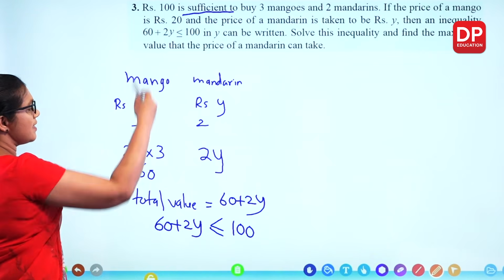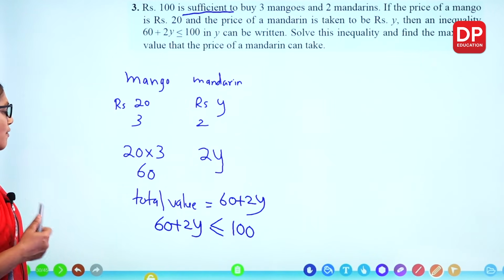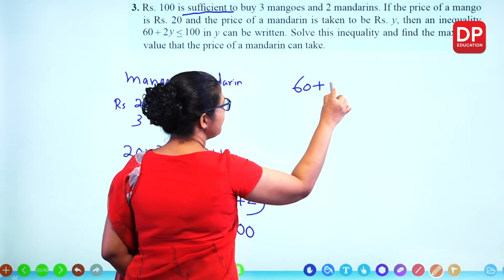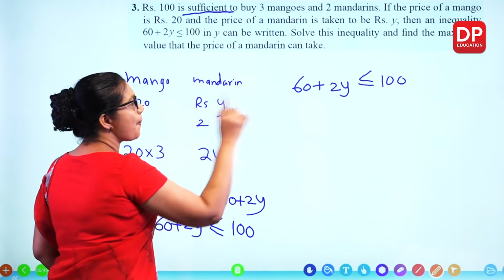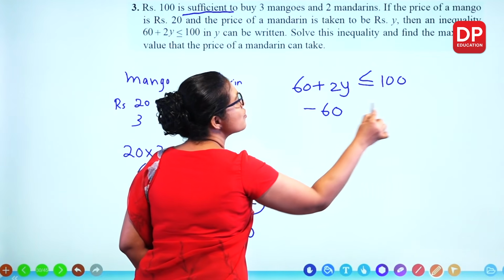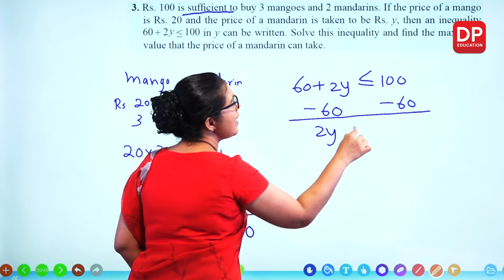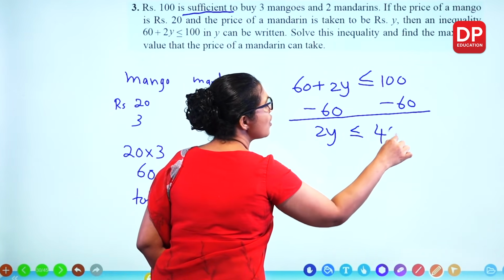Yes, we got the same one. Now they are asking to solve this inequality. So we'll take the inequality and try to solve it. 60 is extra, so you subtract 60 from both sides. You get 2y is less than or equal to 100 minus 60, which becomes 40.